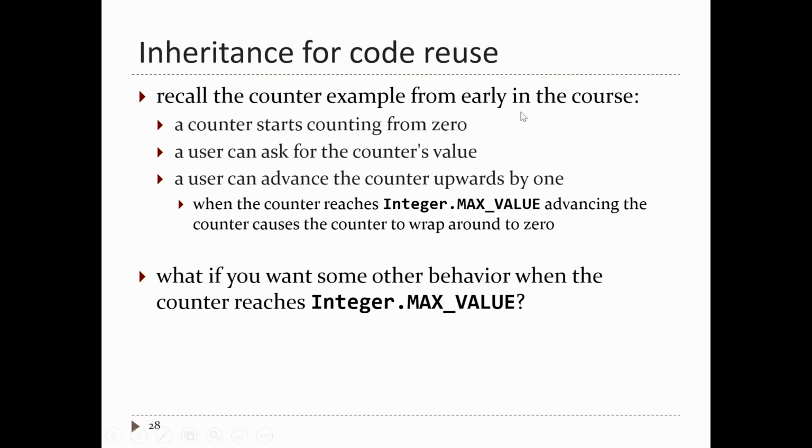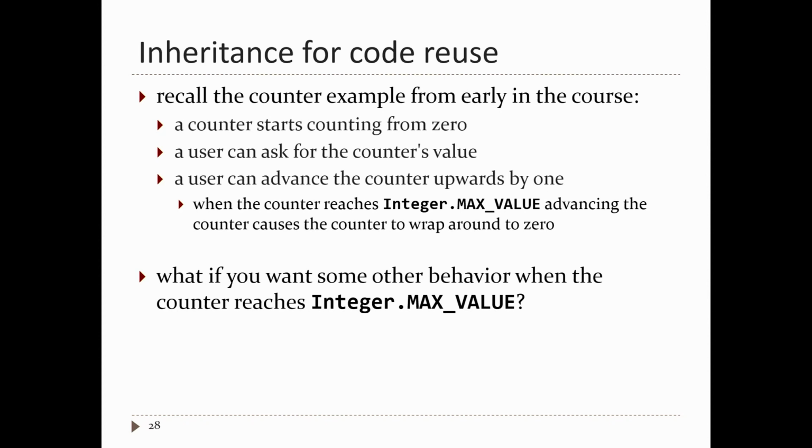So one example of using inheritance for code reuse is the counter class. Remember this counter class that we've been talking about? It's like the world's simplest class. It just counts from 0 to some number. It turns out you can also adapt this class and use it as part of an inheritance hierarchy. In our current implementation, when the counter hits Integer.MAX_VALUE, if you advance the counter again, it wraps around to 0.